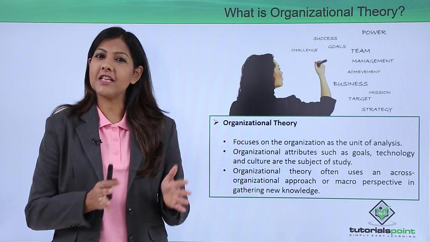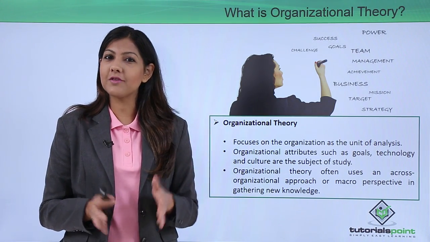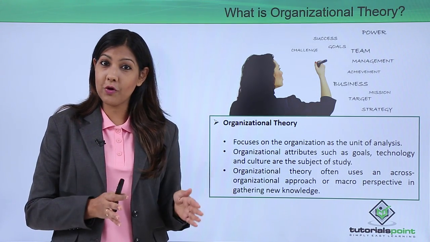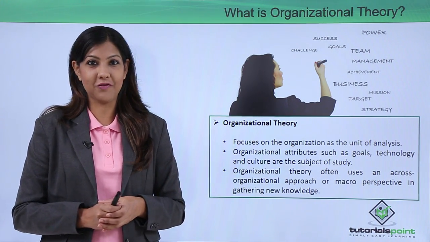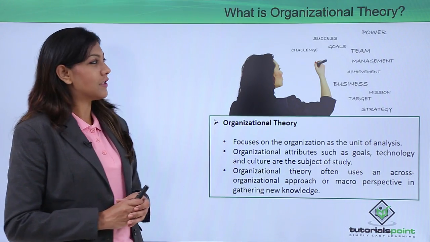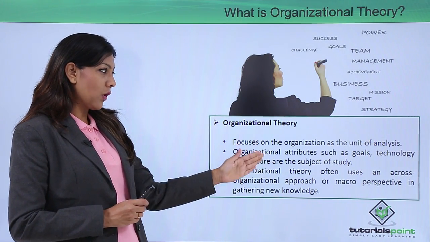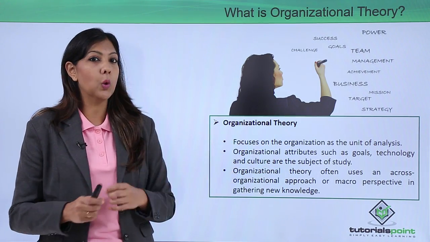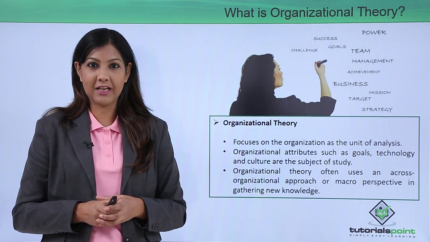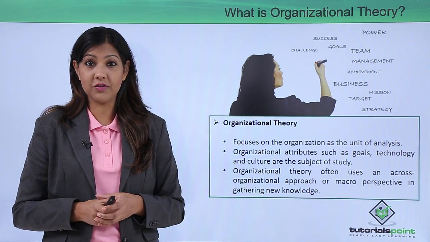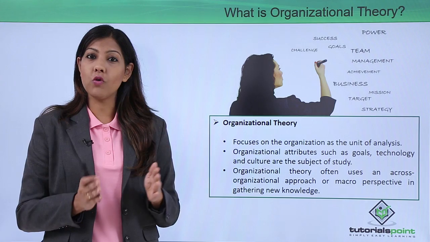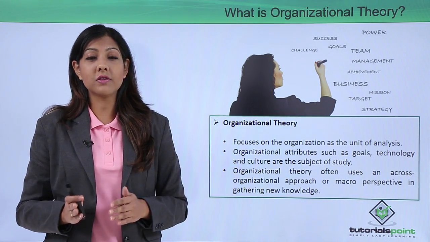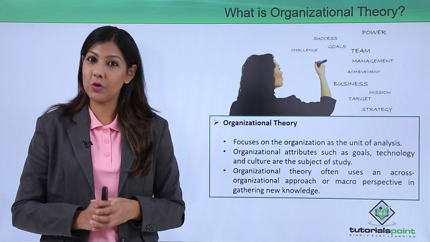Now there is another aspect which is known as organization theory. So organization behavior is different and organization theory, or OT as it's called in short, is different. Let's take a look at what is organization theory. It focuses on the organization as a unit of analysis. Organization attributes such as goals, technology and the culture of the organization really make a lot of difference. While organization behavior focuses on humans and behavior, organization theory focuses on the overall picture of the organization.